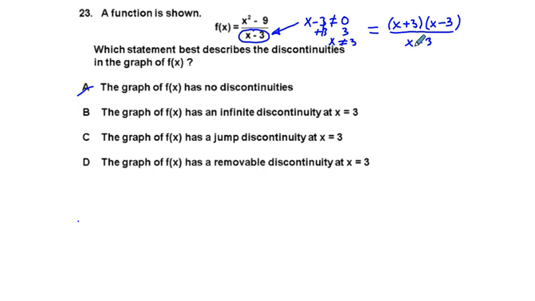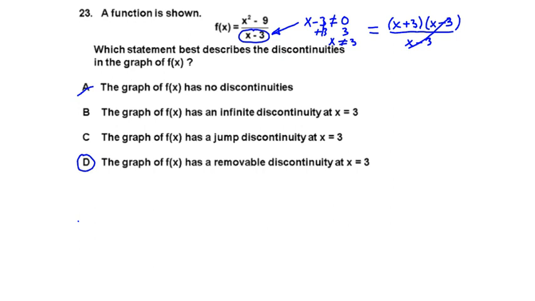So we have this x minus 3 in the numerator cancels the x minus 3 in the denominator, and therefore we call that a removable discontinuity, because we can remove this discontinuity algebraically.